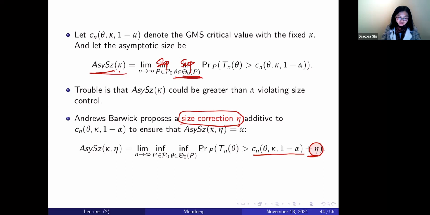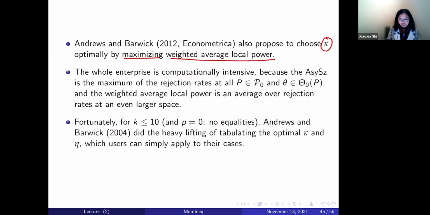So calculating or simulating this asymptotic size is difficult because you have to consider many points in the identified set. So just calculating or approximating or simulating the asymptotic size is computationally intensive, but that is needed to come up with the size correction. But you add on top of that a maximization of weighted average power to choose kappa. So that makes it just even more computationally intensive. So the whole enterprise is very computationally intensive, both because you have to calculate the asymptotic size and because you have to maximize a weighted average local power.